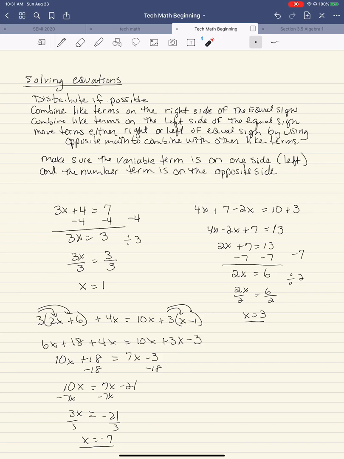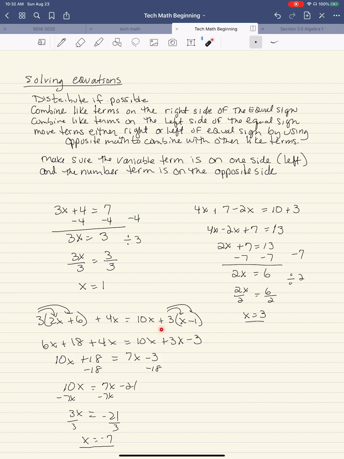This problem here, there's distributing first because I have parentheses. So you distribute the 3 across the 2x plus 6. So 3 times 2 is 6x. 3 times a positive 6 is 18. The plus 4x still carries over. The plus 4x is not in the parentheses, so it doesn't get distributed.